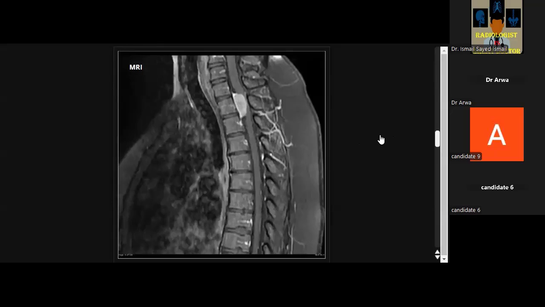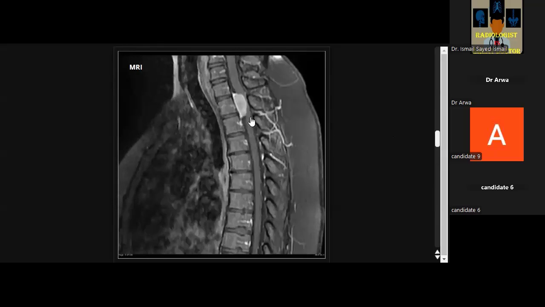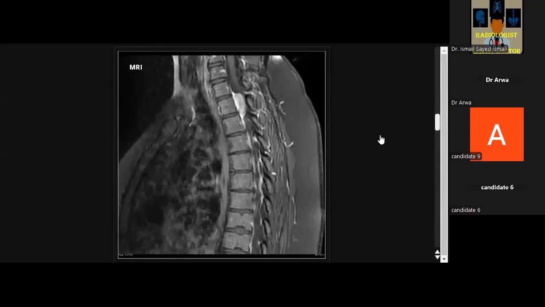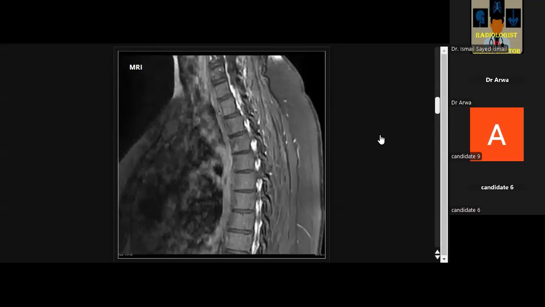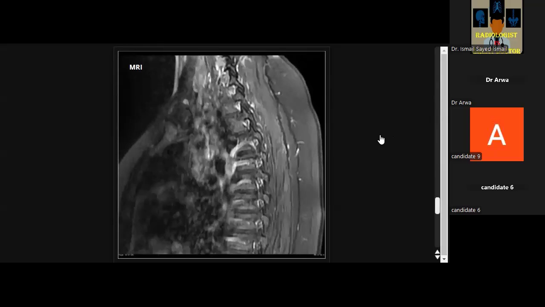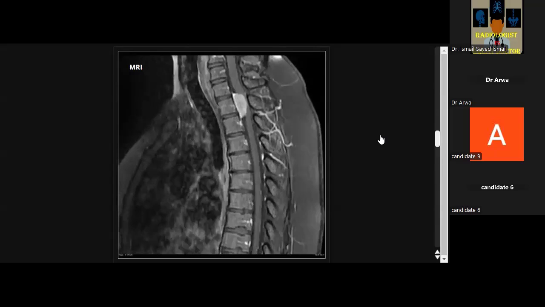Okay, on post-contrast images, I can appreciate that there is intense, fairly homogeneous post-contrast enhancement of the lesion with formation of dural tail. So my first differential again would be meningioma. I would try to look at the extension into foramen, which I cannot appreciate on these digital images. However, I will confirm it on the axial images as well.